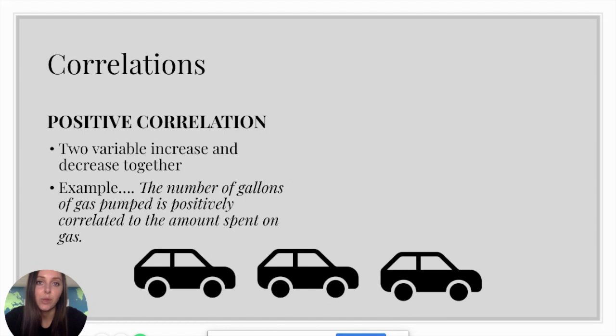So let's look at an example of a positive correlation. So say you have to go get some gas, you got to fill up your car. Usually the more gas you put in, the more it costs, right? So the number of gallons of gas pumped is positively correlated with the amount spent on gas. So the more you put in, the more money you're going to spend. And what's really cool about that is you can reverse that situation, right? The less money you spend on gas, the less amount of gas is actually pumped into your car. So remember, when you're looking at these, are they moving in the same direction or not?